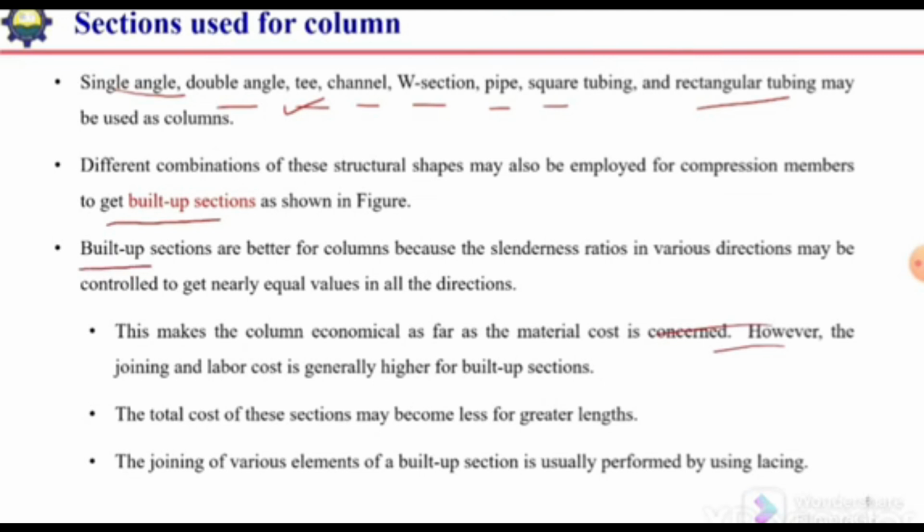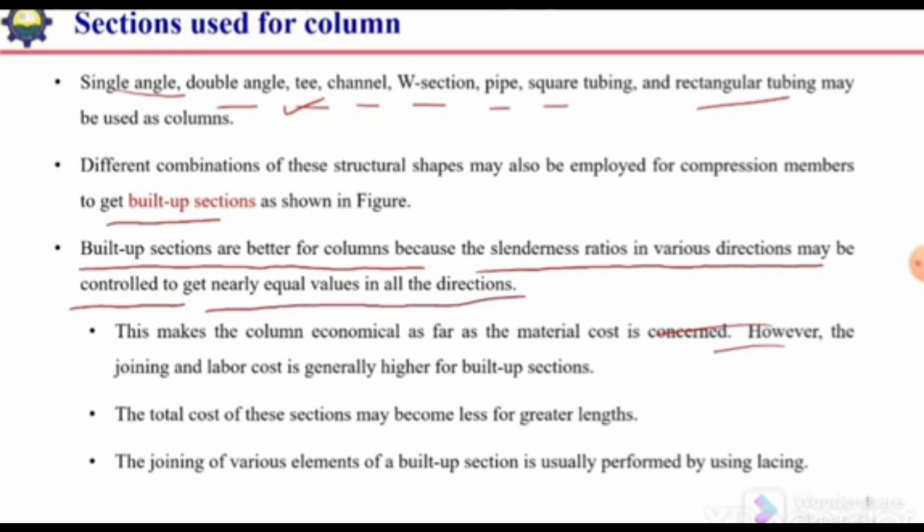Built-up sections are better for columns because the slenderness ratio in various directions may be controlled to get nearly equal values in all directions. So we can make the built-up section to equalize the slenderness ratio in both directions. For example, we have a channel section. In that case, the slenderness ratio about the x-axis will be large, but the slenderness ratio about the y-axis will be small.